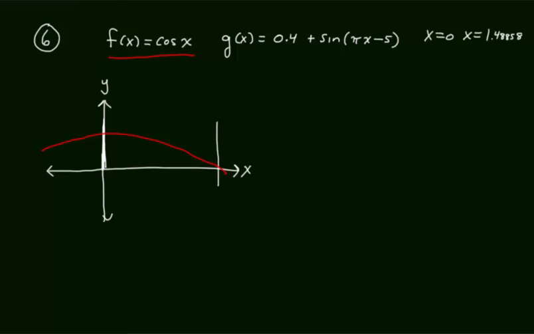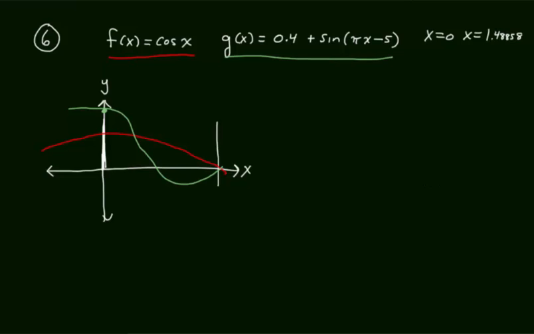Then we have g of x, which is a sine function. They're both sinusoidal. That one has an intercept higher than the cosine curve. And that comes like this. It's actually going to intersect, come down, and then back up.